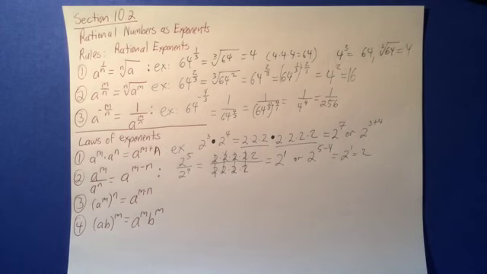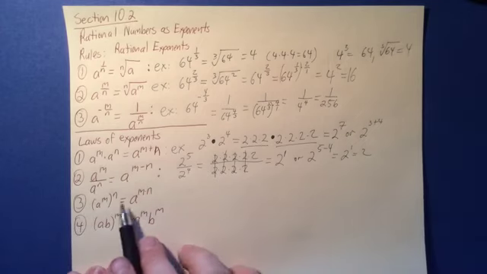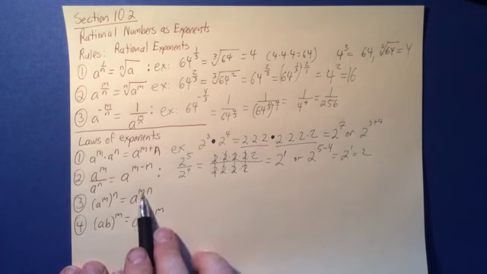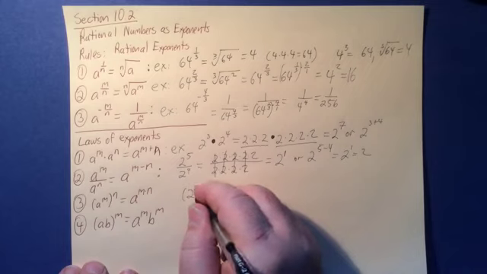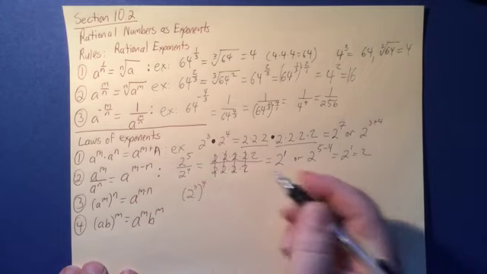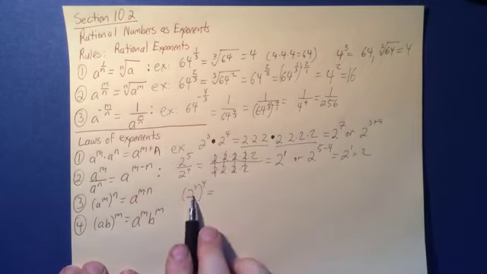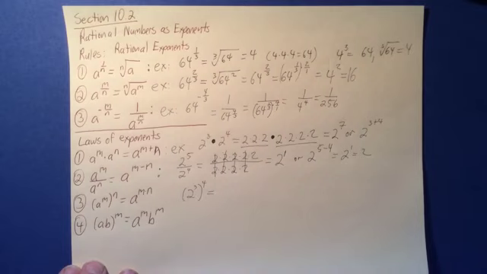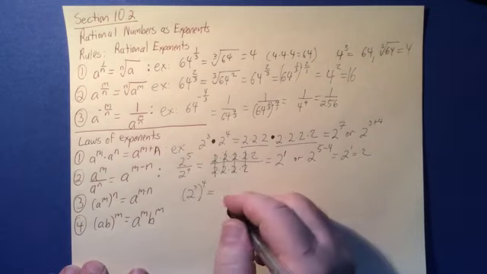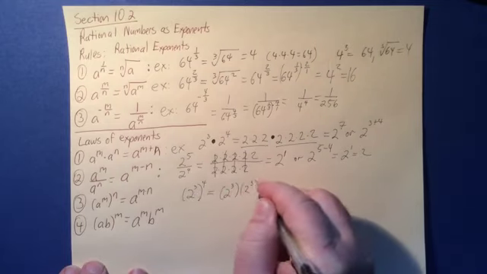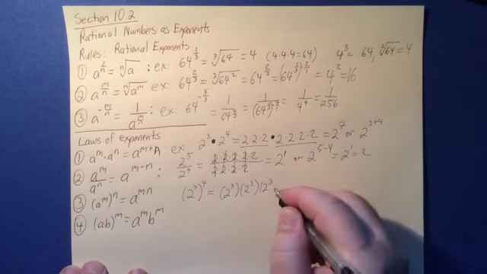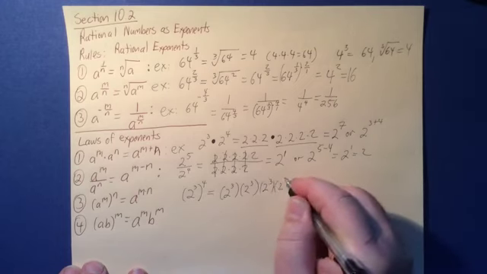Let's go ahead and take a look at property number 3. So if we have a to the m to the n, that gives us a to the m times n. Why do we multiply this? If I have 2 to the third to the fourth, well, if I had 3 to the fourth, that'd be like 3 times 3 times 3 times 3. Well, here the quantity is 2 to the third to the fourth. So I'm going to go ahead and write down 2 to the third times 2 to the third times 2 to the third times 2 to the third.